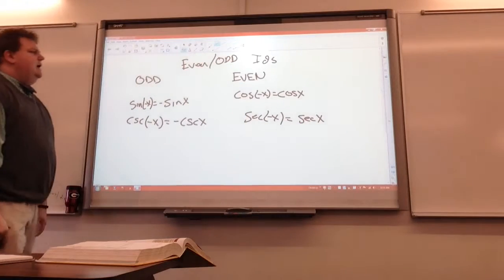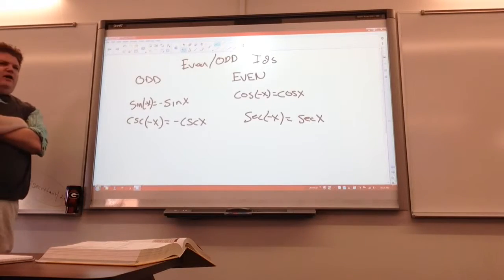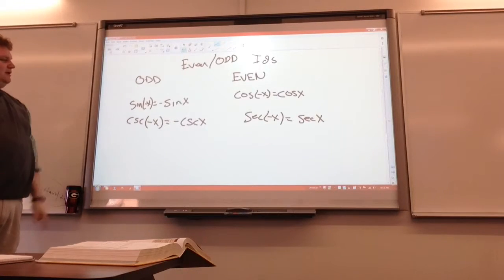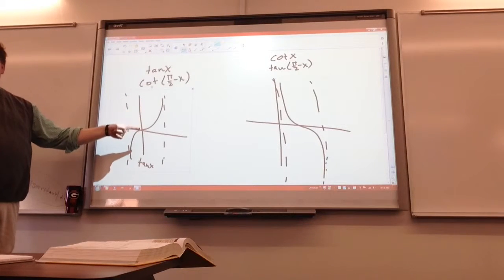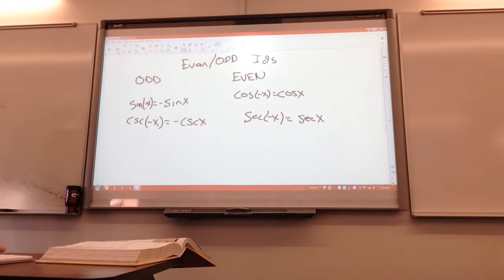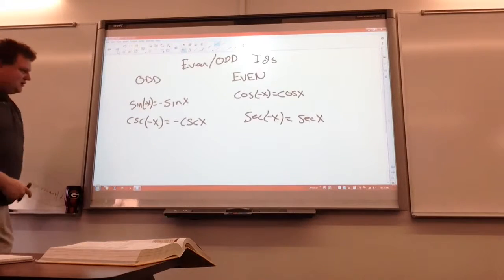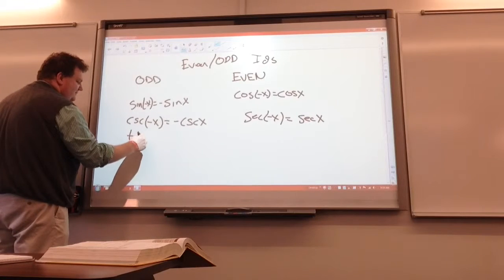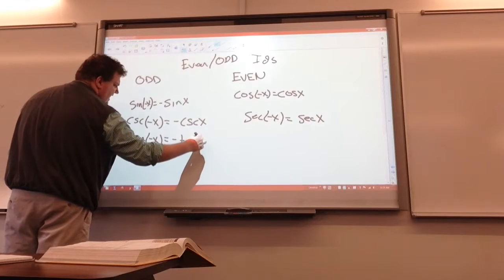That leaves us with our last two, tangent and cotangent. If I drew the picture of the tangent, what does that already clearly have? Symmetry about the origin, which means automatically, what do you think the tangent would be? Odd. I don't even need to bother to test it. You just look at the picture of it, and it's clearly an odd function. So the tangent of negative x must be equal to the negative of the tangent of x.